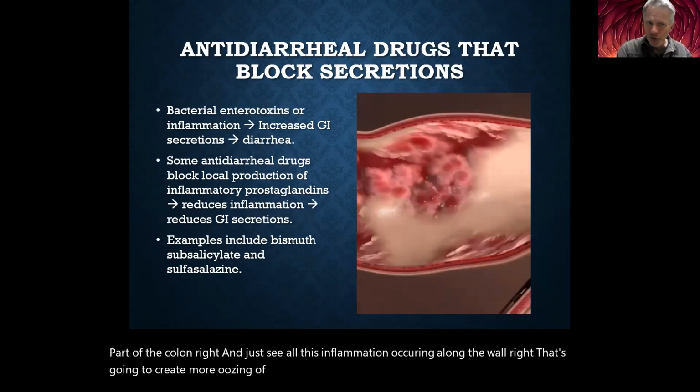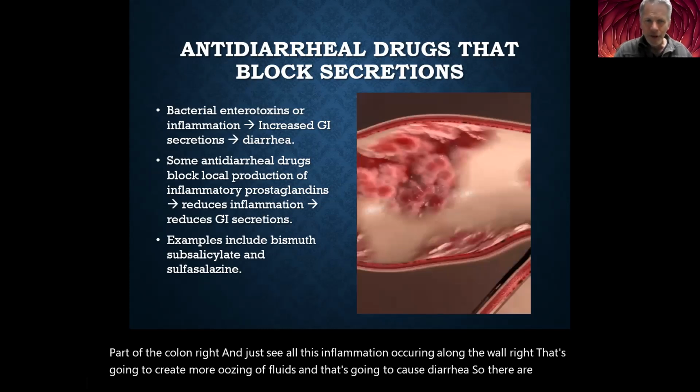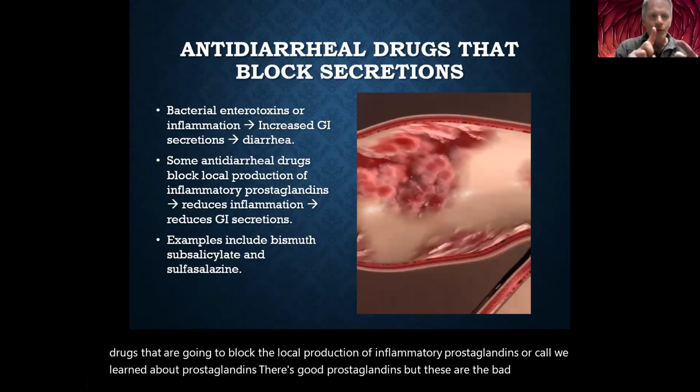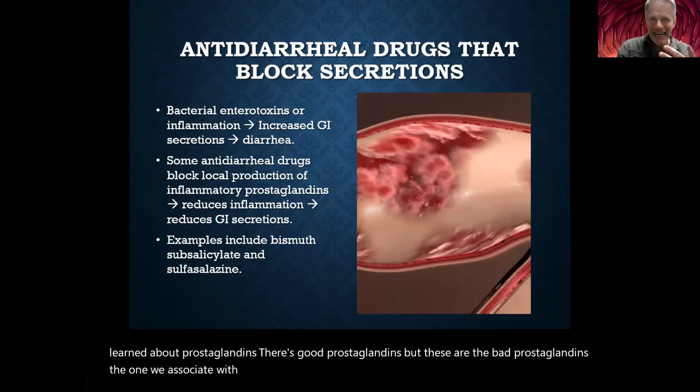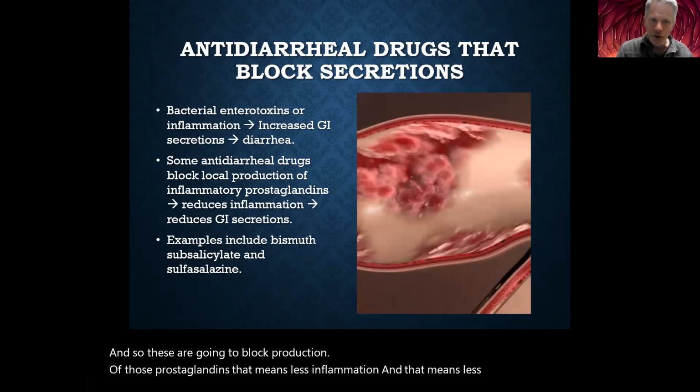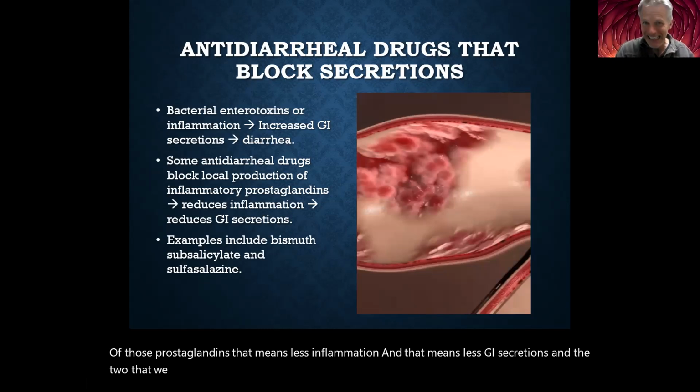So there are certain drugs that will block the local production of inflammatory prostaglandins. Recall, we learned about prostaglandins. There are good prostaglandins, but these are the bad prostaglandins, the ones we associate with redness, swelling, and pain. And so these are going to block production of those prostaglandins. That means less inflammation, and that means less GI secretions. And the two that we use are called bismuth subsalicylate and sulfasalazine.